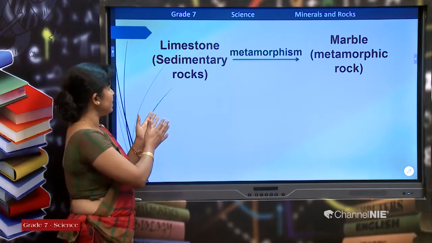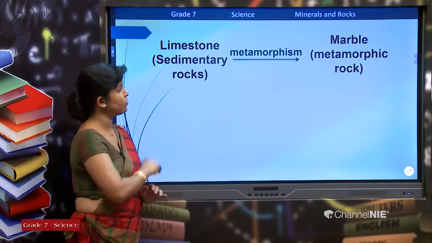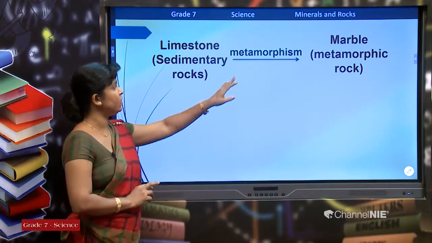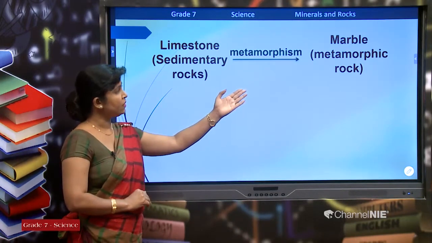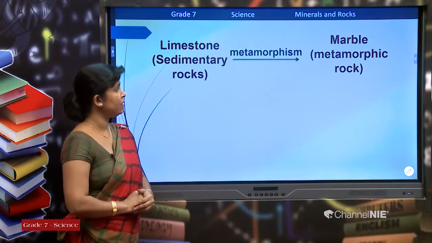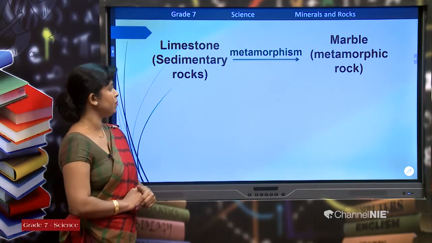Now, you can see limestone is a sedimentary rock, then it has converted to metamorphic rock after the process of metamorphism. An example for metamorphic rock is marble, right. Marble is an example for metamorphic rock.